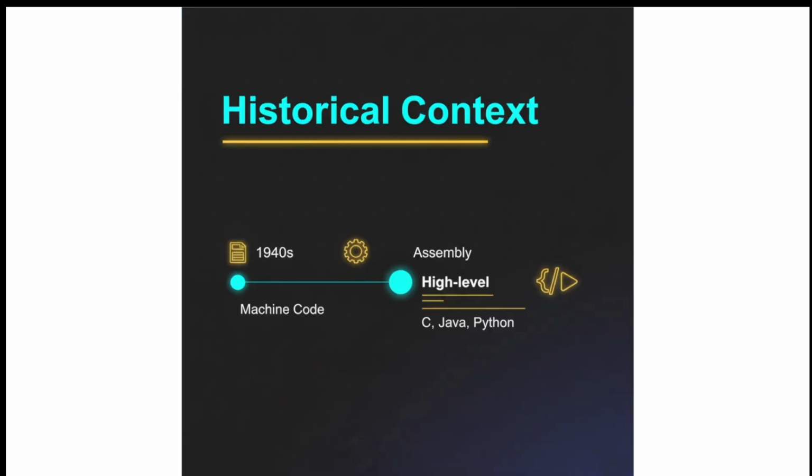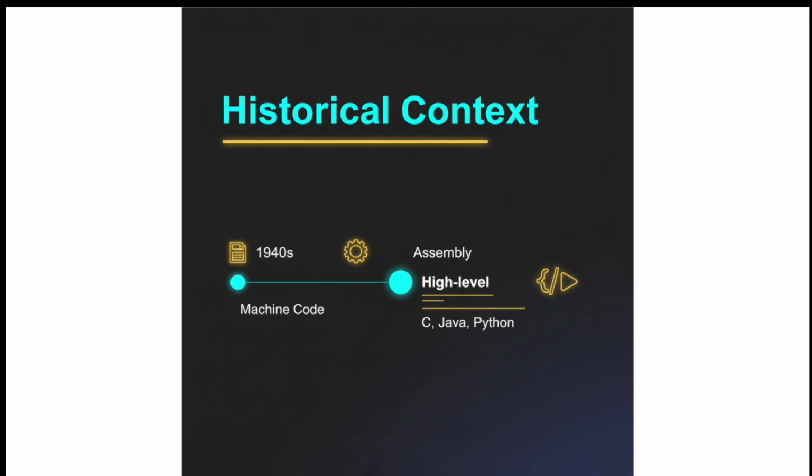Now, one interesting thing is the historical context. To appreciate this better, let's quickly look at the history. In the 1940s, programmers wrote directly in machine code, meaning in zeros and ones. Then came assembly language, which used short mnemonics like move, add, sub, easier but still close to hardware. Finally, we got high-level languages like C, Python, Java and C++, designed for humans. So programming evolved from machine-friendly to human-friendly, while compilers evolved to bridge the gap.